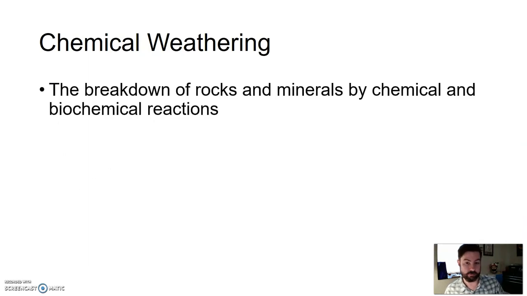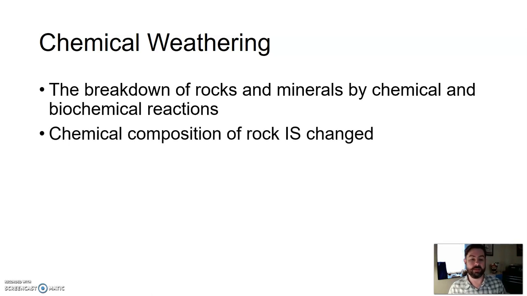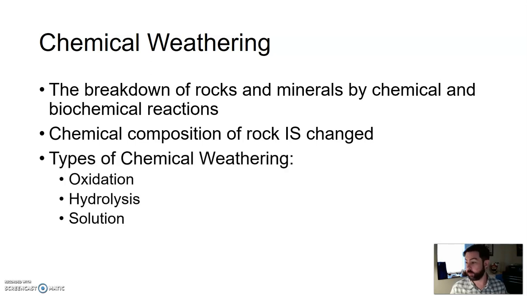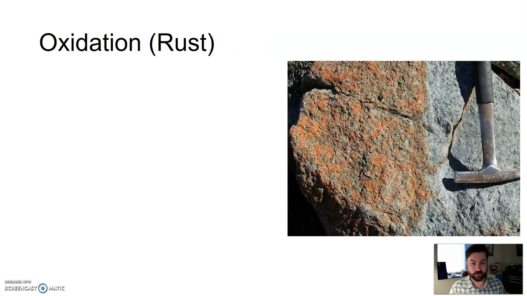It's the breakdown of rocks and minerals by chemical and/or biochemical reactions. So these are chemical reactions. The chemical composition of a rock is changed when chemical weathering has occurred. Types of chemical weathering include oxidation, hydrolysis, and solution. So oxidation is just a fancy, sciencey name for rust.